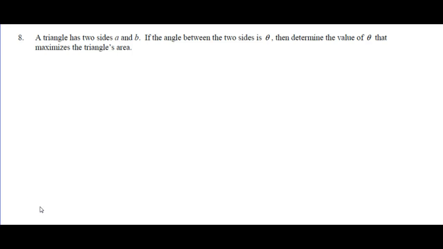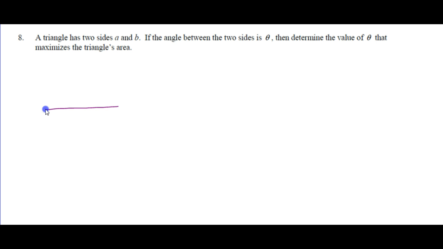Okay, number 8. A triangle has two sides, A and B. If the angle between the two sides is theta, then determine the value of theta that maximizes the triangle's area. Okay, so it's kind of a general triangle, right? It's just for any A and B.